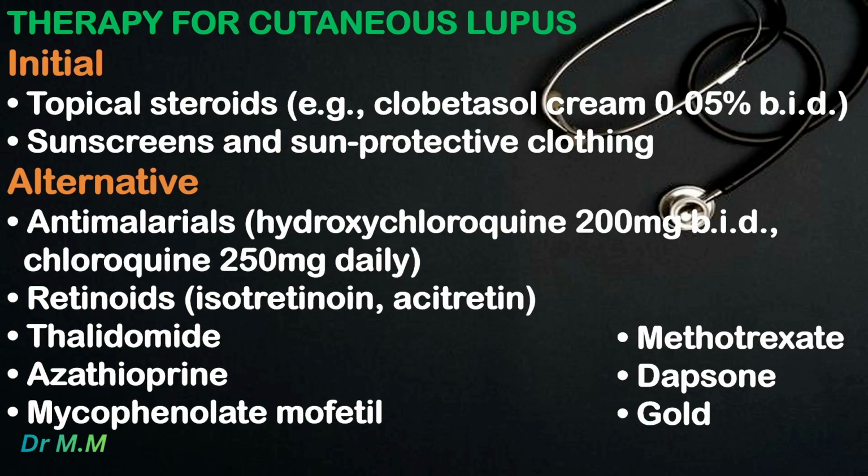The conclusion of therapy for cutaneous lupus erythematosus: initial therapy includes topical steroids like clobetasol cream 0.05% BID, sunscreens, and sun protective clothing. Alternative therapy includes antimalarials like hydroxychloroquine 200 mg BID or chloroquine 250 mg daily, retinoids like isotretinoin or acitretin, thalidomide, azathioprine, mycophenolate mofetil, methotrexate, dapsone, or gold.